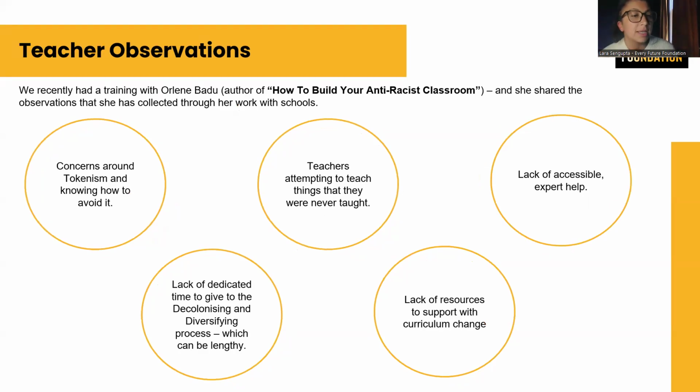Some teacher observations is concerns around tokenism. So people wanting to diversify their curriculums and decolonize, but they don't know how to do it in a non-tokenistic way because they've never been taught how to do it. Teachers attempting to teach things that they were never taught. When I was growing up, these things were never taught in the classroom, and we got so many single stories in the curriculum, and so it requires that sort of relearning process that adults have to go through in order to have the knowledge to diversify their classrooms.